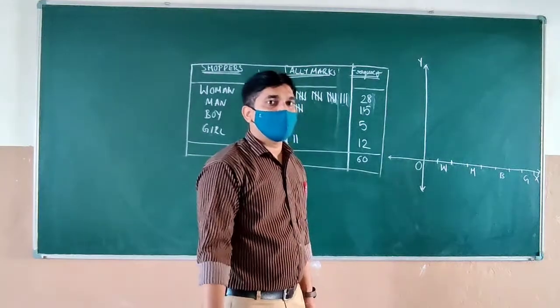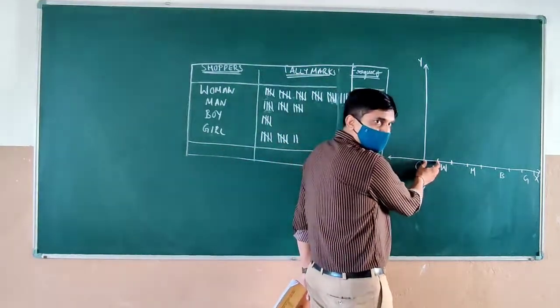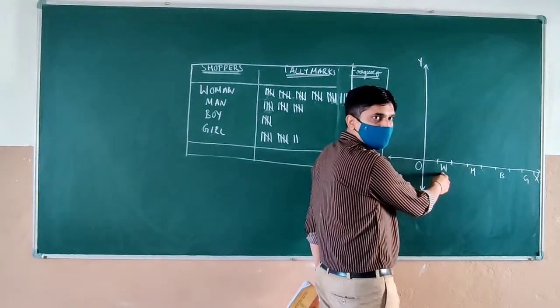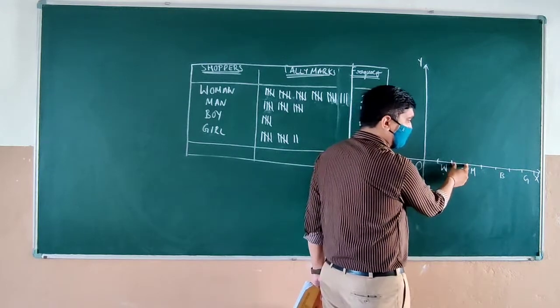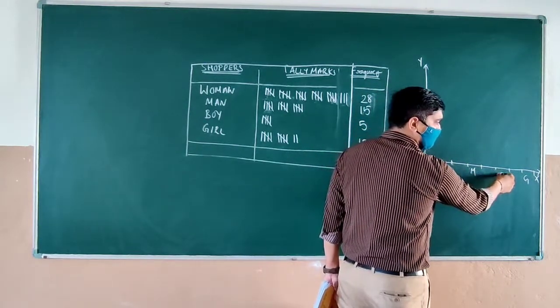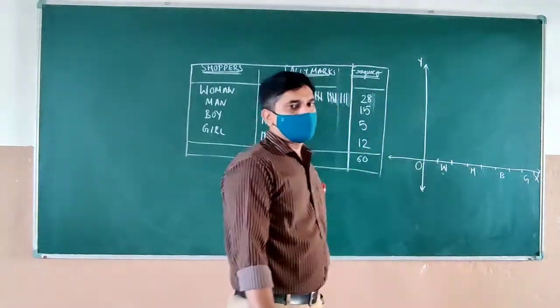We are going to make a box. Don't worry. Okay. First, leave one box. In next box, you will write W. Leave one box. Then next box, man. Leave one box. Next box, boy. Leave one box. Next box, you will write girl.